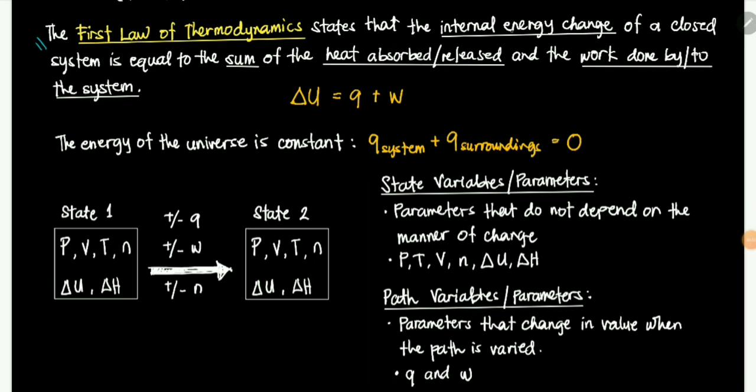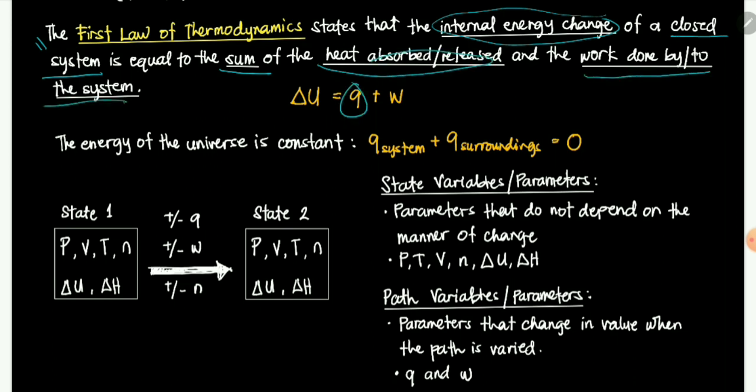So this states that the internal energy change of a closed system, so kapag closed system, again, hindi nagkakaroon ng transport of matter in and out the system. Okay? So this is equal to the sum of the heat absorbed or released, okay, that's Q, and the work done by or to the system, that's W. So delta U is the internal energy change or yung energy content ng ating system at constant volume.